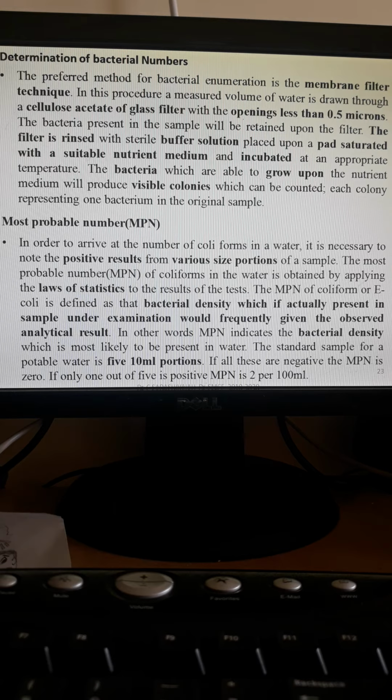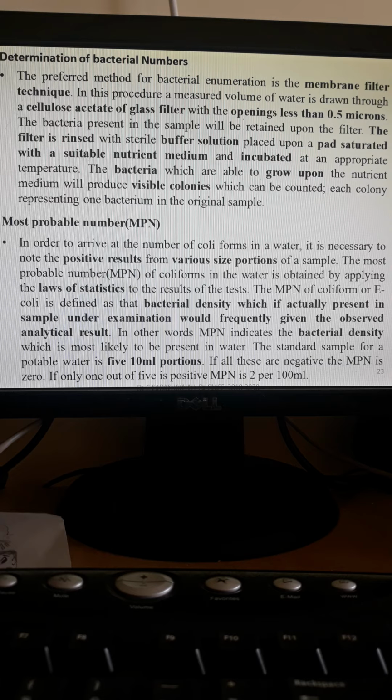The standard sample for potable water is 5 portions of 10 ml. In all these, if all are negative, then MPN is said to be 0, because in the equation there is a term, number of positive portions, and when the number of positive portions becomes 0, the entire result becomes 0. I will show the equation now.